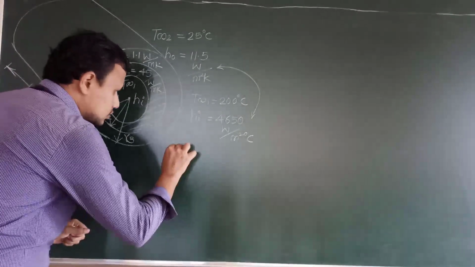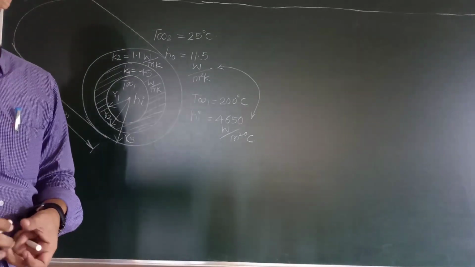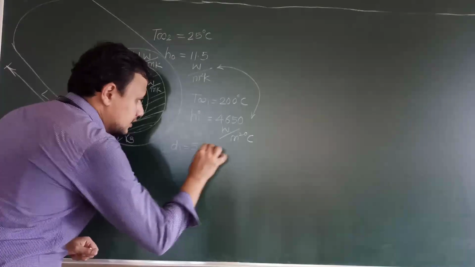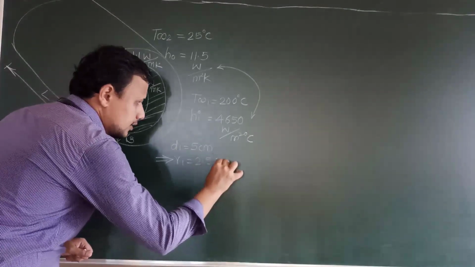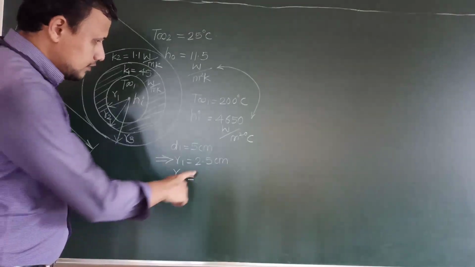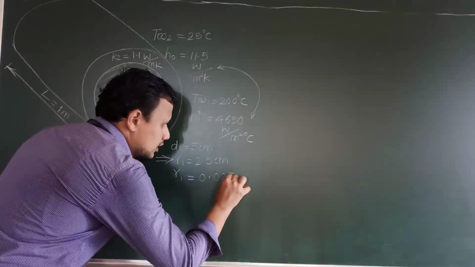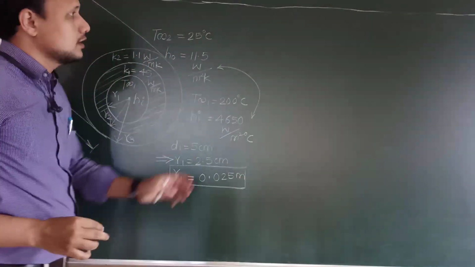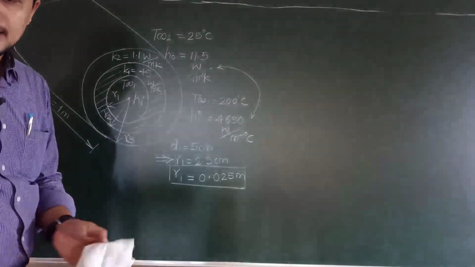Now the radii. The first one is the radius, but we have not been given this radius directly. We have been given the diameter of the pipe. So the internal diameter of the pipe is 5 centimeter. Because of that, its radius R1 is 2.5 centimeter. But we always convert our dimensions into meter, so we will divide this by 100. So what we get is R1 is equal to 0.025 meter. That's our first dimension. Remember, we have still not started the solution of the problem. We are just organizing the given data, nothing more than that.